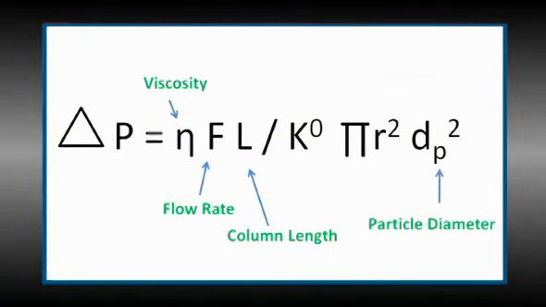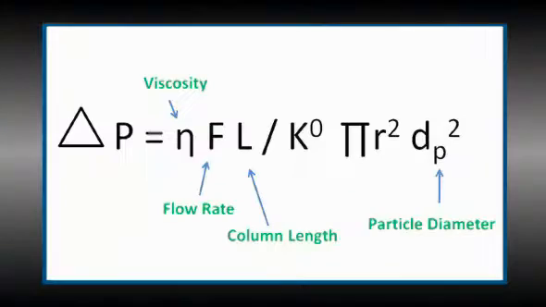Probably one of the most poorly understood factors in the pressure equation is the particle diameter, because pressure is inversely proportional to the particle diameter squared. Thus, when the particle size is reduced by 1/2, pressure rises by a factor of 4, or 2 squared. With the new sub-2 micron particles, pressure may become quite high, and thus an entire new technology has arisen called ultra-high pressure LC, or UHPLC. You'll notice in the equation that the column radius is inversely proportional.